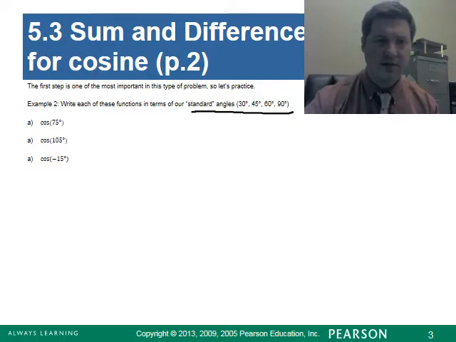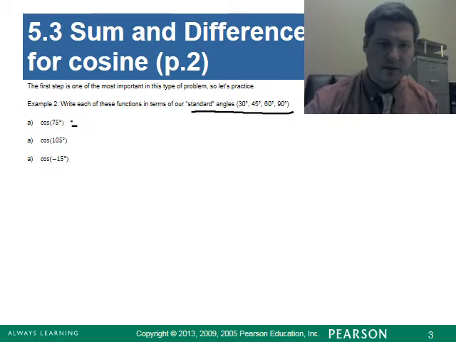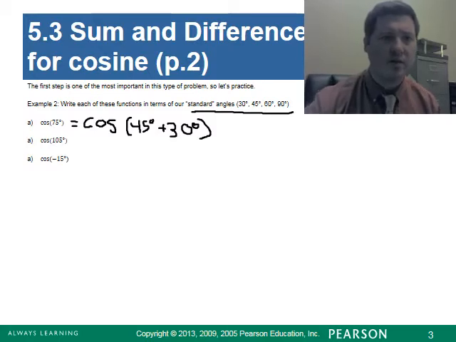the first one here, find the cosine of 75 degrees. 75 is just 30 plus 45. So I could rewrite this trig function in terms of those angles. Right, and then we could plug that into our formula.